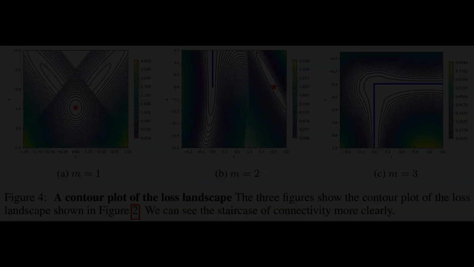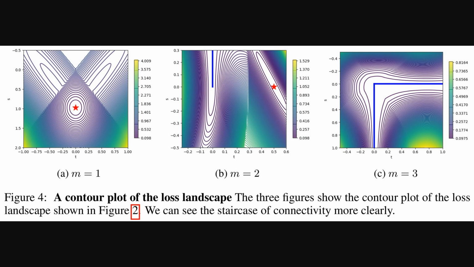Okay, so Figure 4 gives us another perspective on this loss landscape evolution, specifically with contour plots. Again, we see the landscape for widths M equals 1, M equals 2, and M equals 3. It really emphasizes that staircase effect we discussed earlier. You start with a clear, isolated minimum, the red star at M equals 1, but by M equals 3, the optimal region, highlighted by that blue line, becomes connected. It's a nice visual confirmation.